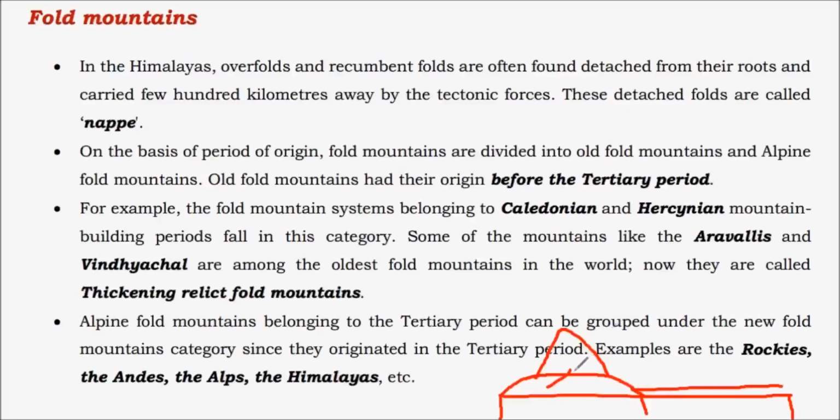And under this kind of process, the fold mountains will undergo further downward movement, giving rise to a system where fold mountains become somewhat like residual mountains, leading to thickening of the Earth's crust. Thickness is increasing over all this region. This is called thickening relict, and they are called thickening relict fold mountains. And the new fold mountains, that is the mountains formed during the tertiary period, such as Rockies, Alps, and Himalayas, are much younger compared to these old thickening relict fold mountains.